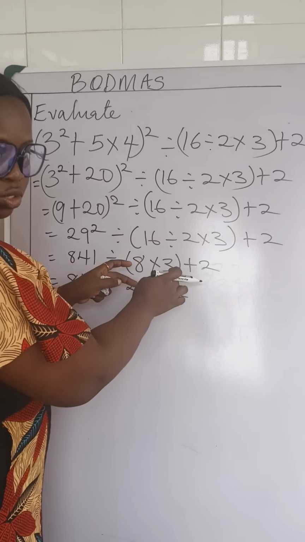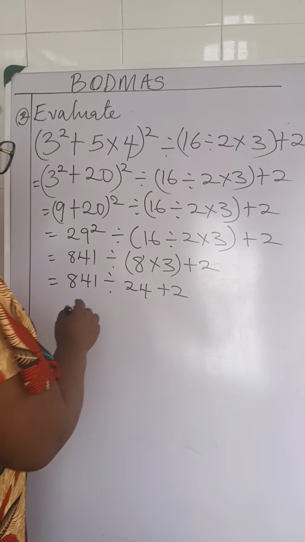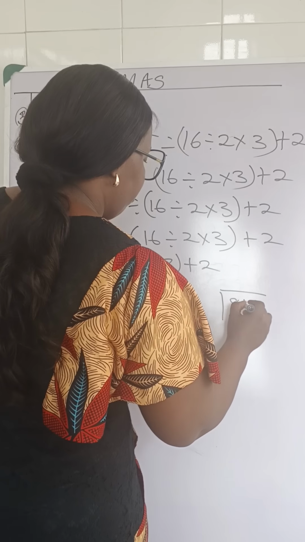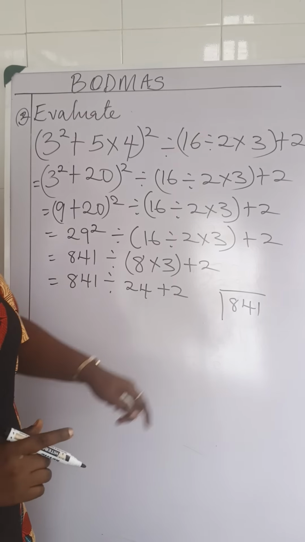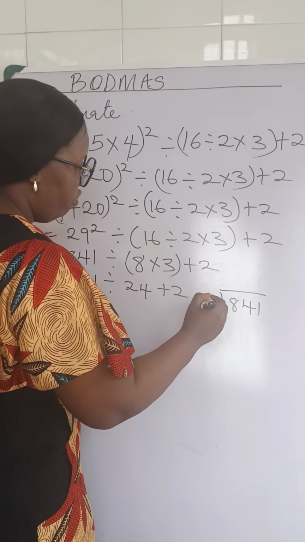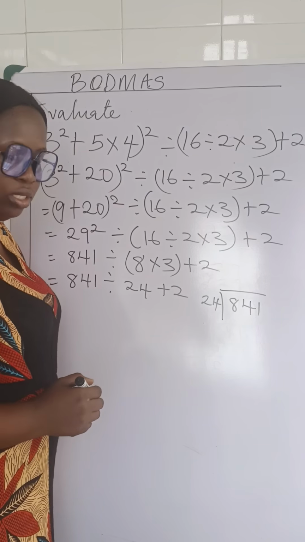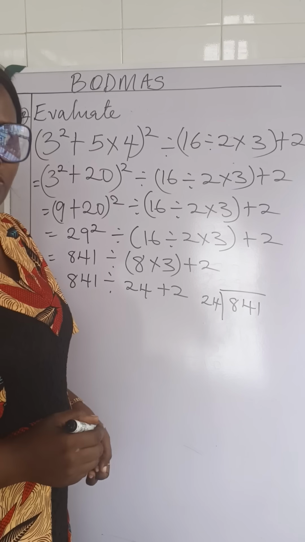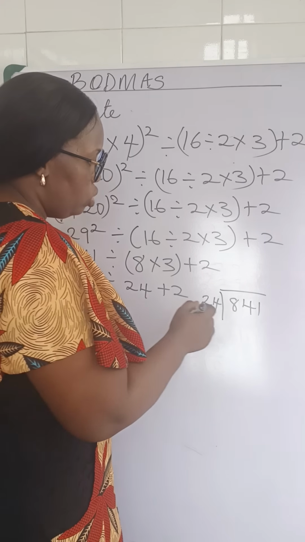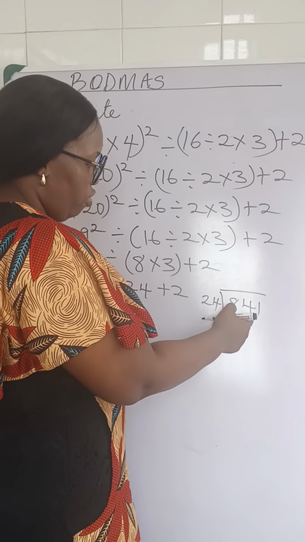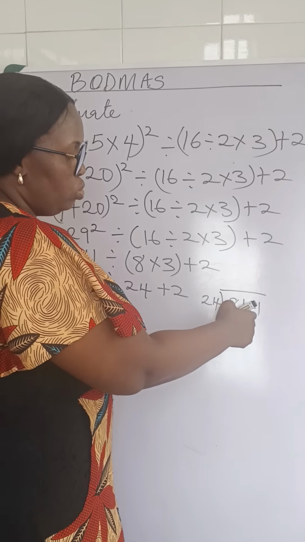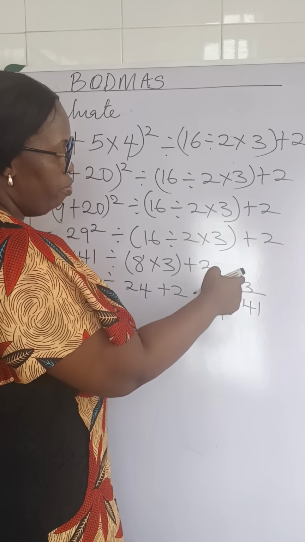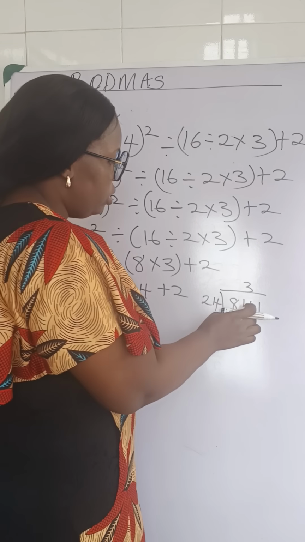We have removed the bracket already because it's only 24 that is there. So we are going to use a long division to do this. We have 841 here inside, which is the dividend, and 24 out, which is the divisor. So 24 going into 8. 8 is smaller than 24, so it's not going to go. So we introduce 4, which is 84. How many times will 24 go into 84? We use 3. And I put it above 4 because it's not just 8 that is dividing, but 84.